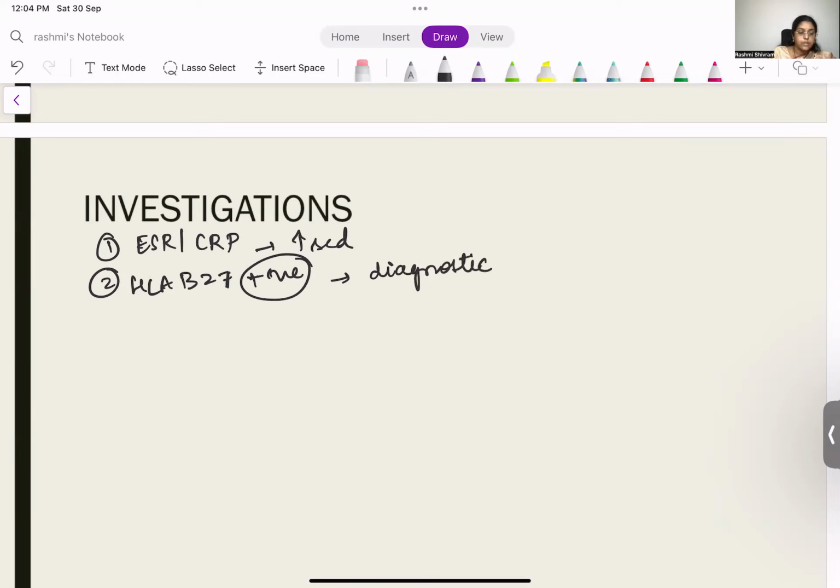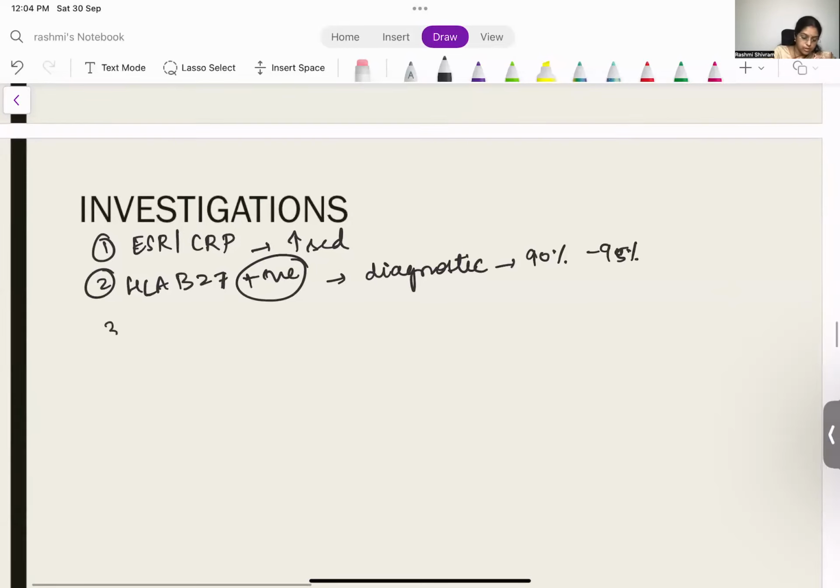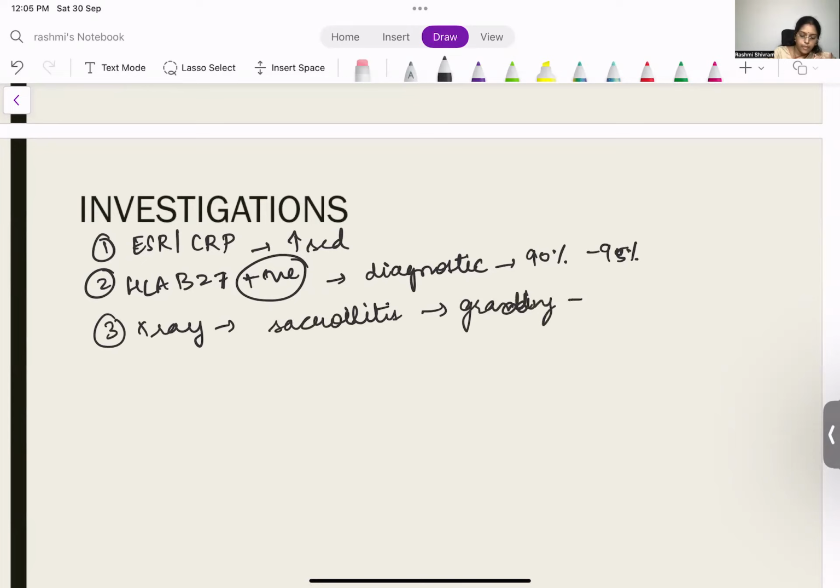HLA-B27 will be positive in around 90 to 95% of cases. Third, the X-ray will show sacroiliitis. There is a grading for that, from 1 to 4.